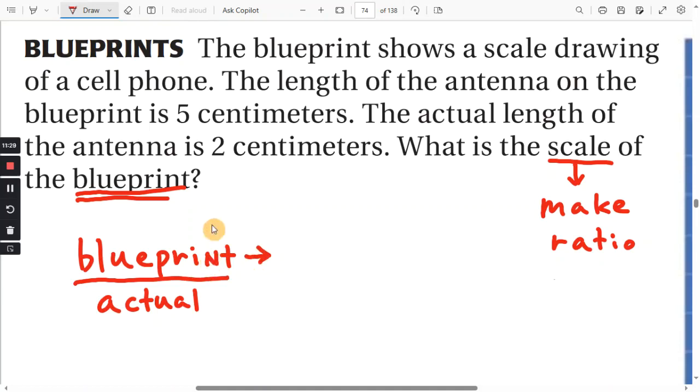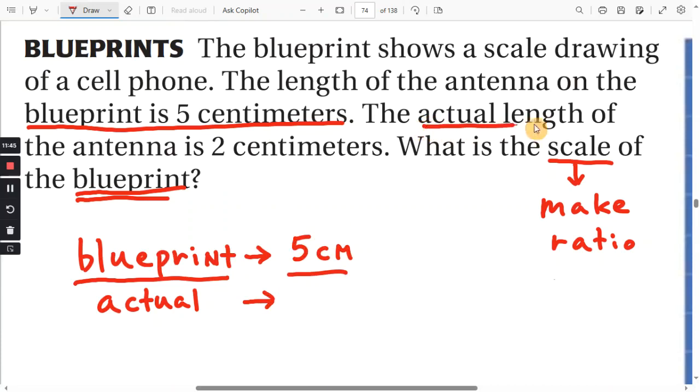So for the blueprint, they said the antenna on the blueprint is 5 centimeters. So for the blueprint, that's going to be 5 centimeters. And then the actual length of the antenna is 2 centimeters. All right, so you just reduce until you get a 1. This one's pretty easy. 5 divided by 2 is 2.5. But you need a ratio, so you have to keep it as 2.5 over 1.